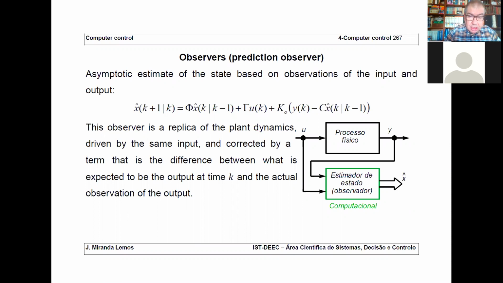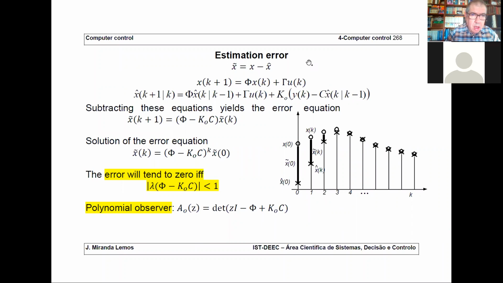So the strategy is to design a state estimator, and use the estimate of the state to do the feedback. So instead of feeding back the true state, we are going to feed back the estimate of the state.